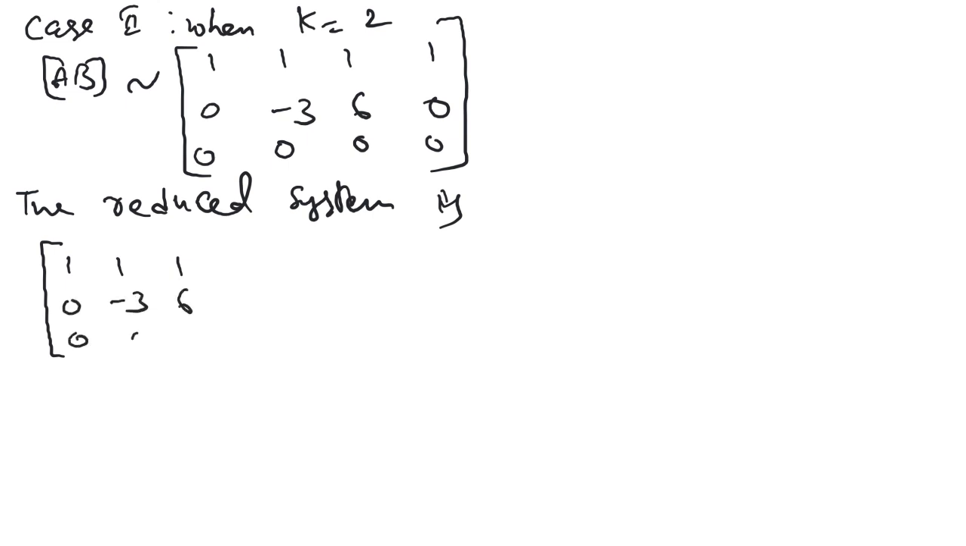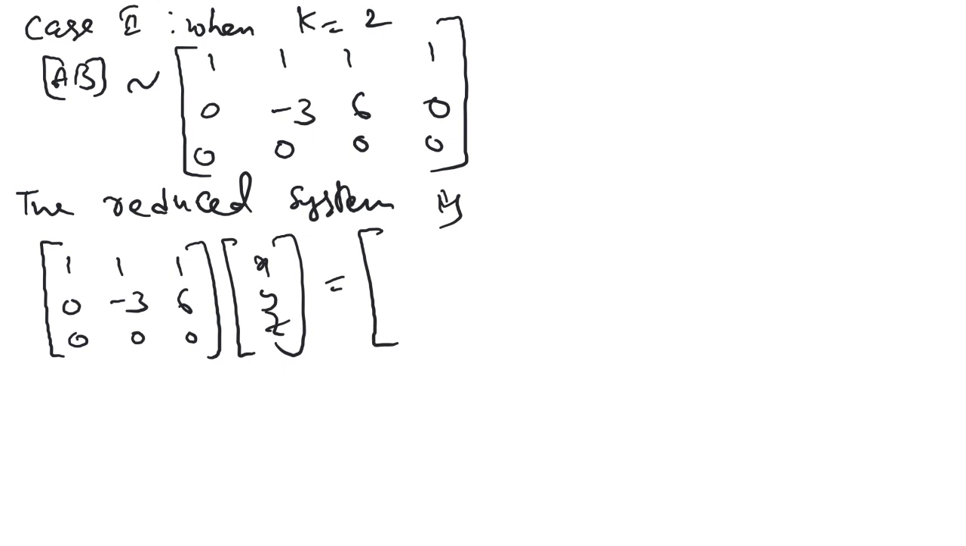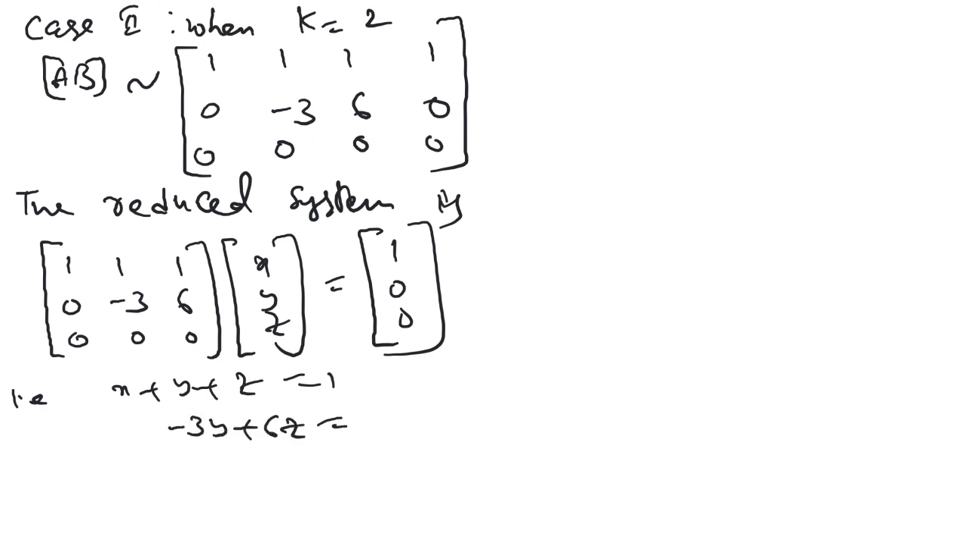This is the coefficient matrix, and that reduced to this matrix, and B reduced to 1 0 0. Now let us go for the matrix multiplication. First row into first column, what I'm getting is 1 into x plus 1 into y plus 1 into z is equal to 1. Next, second row into first column: 0 into x plus minus 3 into y plus 6 into z is equal to 0, and 0 is equal to 0. Since n minus r is equal to 3 minus 2 is equal to 1.